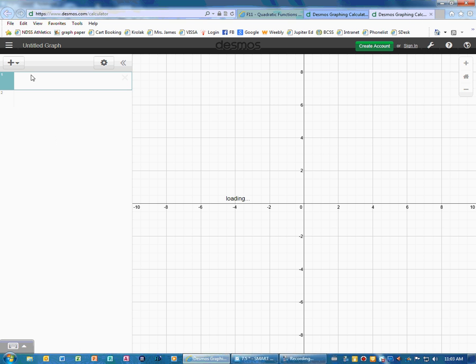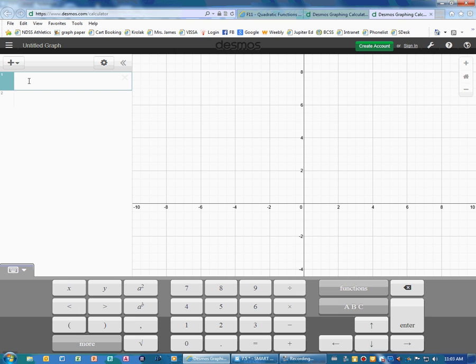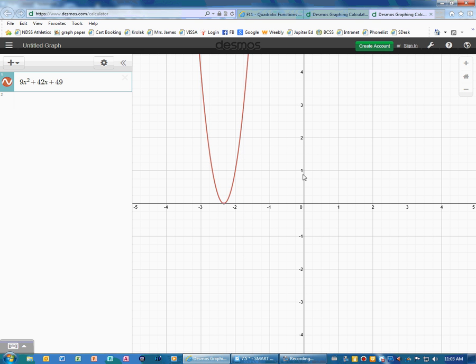Nope, I already had it open. Here it is. Okay. So 9x squared plus 42x plus 49. Let's look at it a little closer. And there's that negative 2.333.